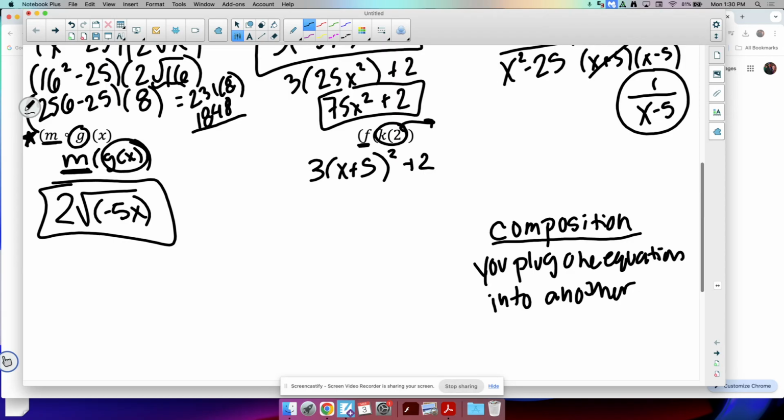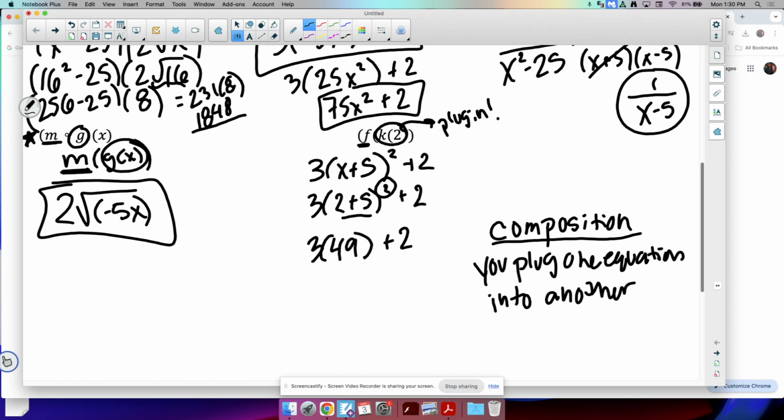The x is, plug it in. So it's kind of nice. It's consistent throughout. If you have a number in those parentheses, you're always just going to plug it in. Whenever you're plugging in, I would just plug in right away because it's easier to compute with numbers than with variables. Order of operations. What is 2 plus 5 squared? 49. Good. So we have 3 times 49 plus 2. What is 3 times 49 plus 2? Yeah, 149.